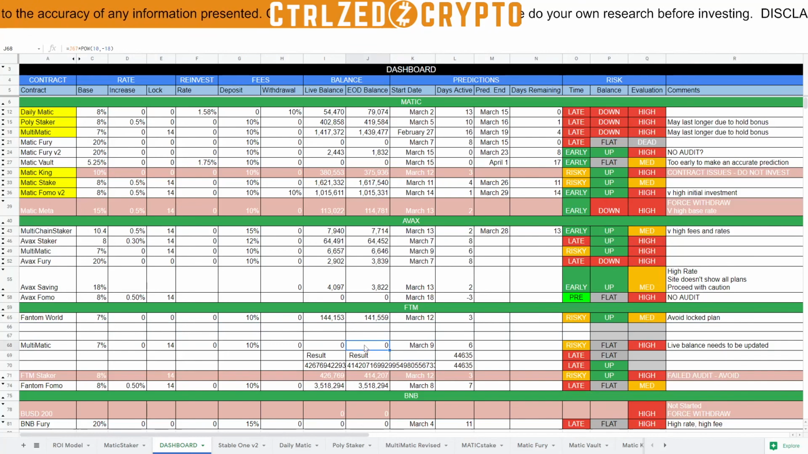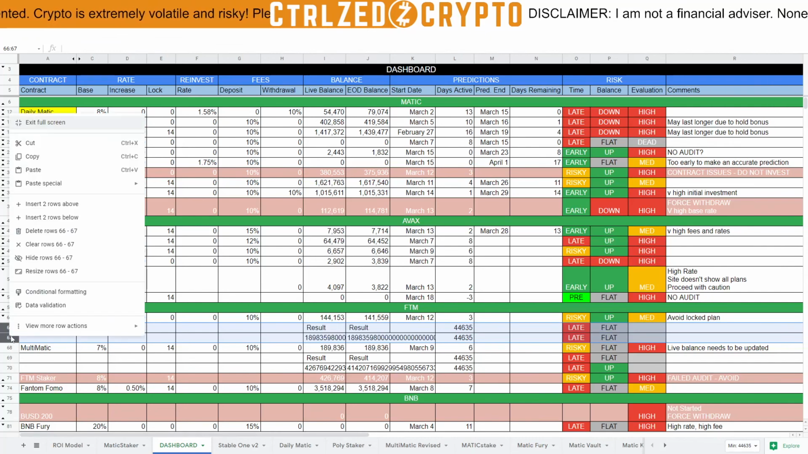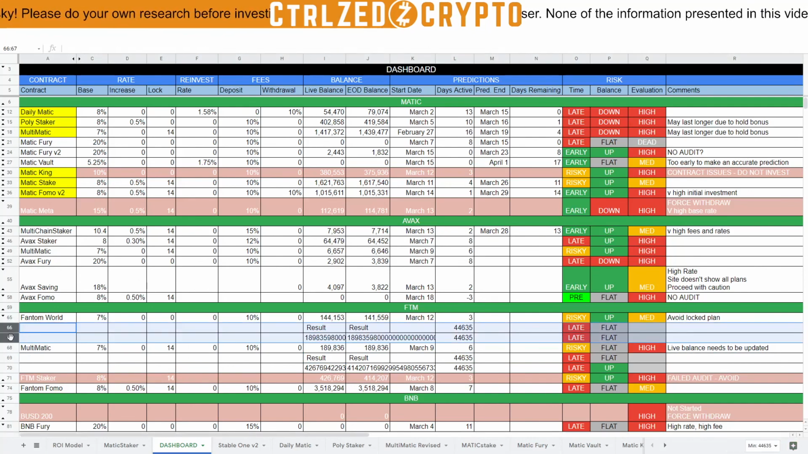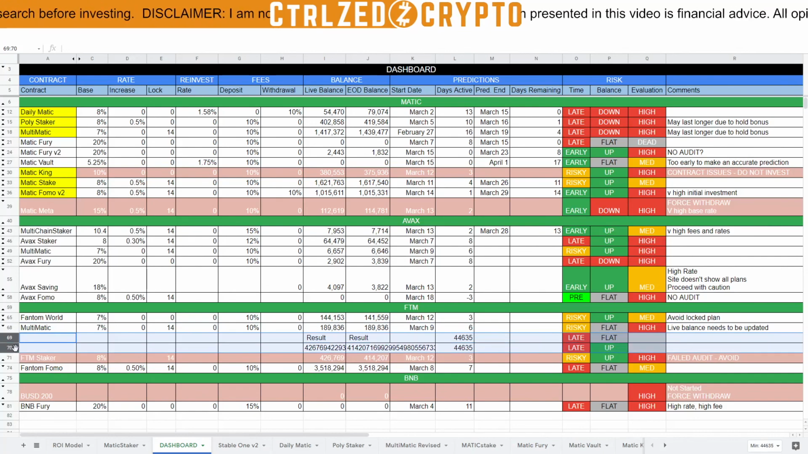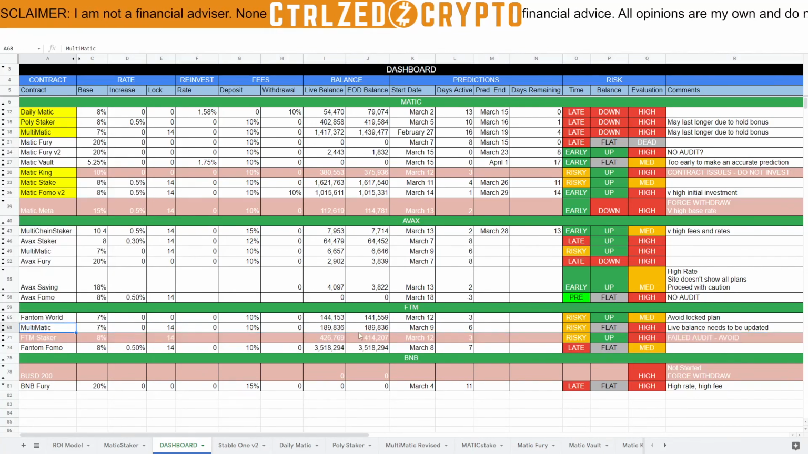Okay. Is that right? Or did I just delete the formula? Good job. Hide is what I meant to click. Okay. So hide that. And hide that. All right. And it's still flat.